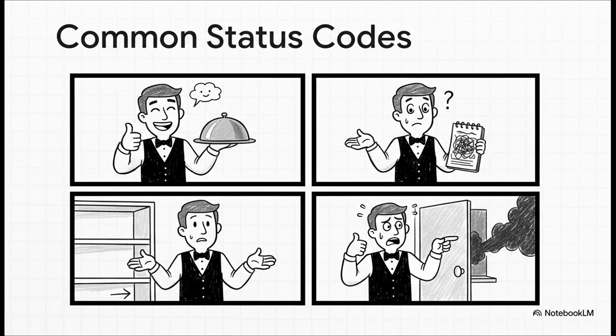Let's translate a few of these, right? A 200 OK is basically the waiter saying, yep, got it, it's on its way. A 404 not found is the polite way of saying, sorry, we're all out of that. A 400 bad request means you kind of mumbled your order and the waiter is like, what? And a 500 internal server error, that's the one you never want to hear. Uh-oh, there's a problem in the kitchen.